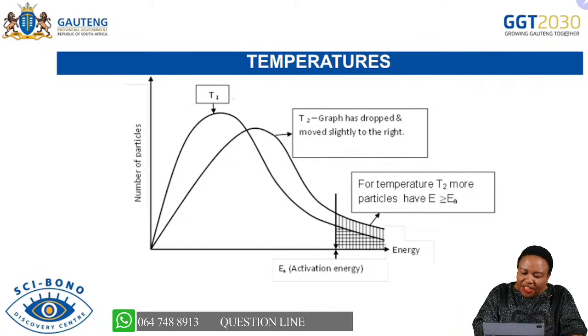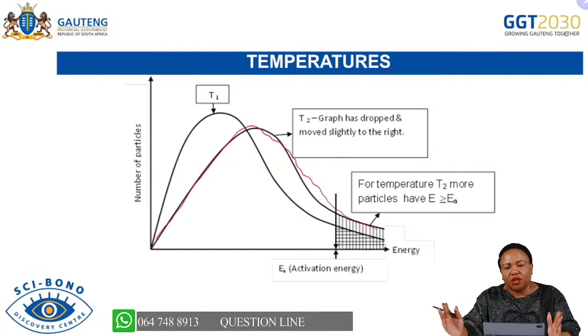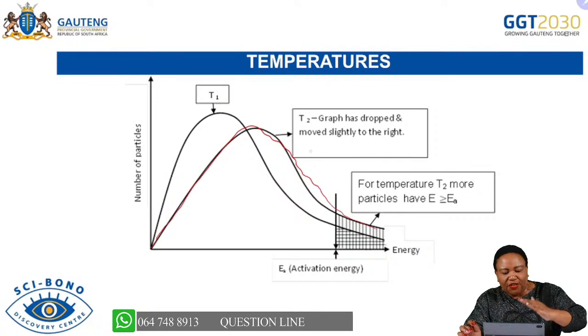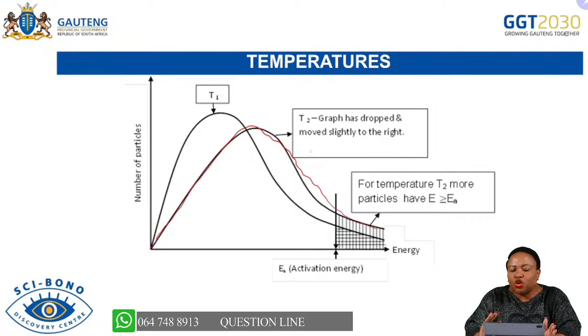After you have increased the temperature, you will see that your curve becomes thicker. It means it will shift to the right a little bit. So T2, which is our second graph, shows that the graph is going to drop. As you compare it with the first graph, T1, the graph after increasing the temperature drops in terms of the peak. It means it is going to be a little bit lower. And it will also move slightly to the right. This is exactly what is happening.